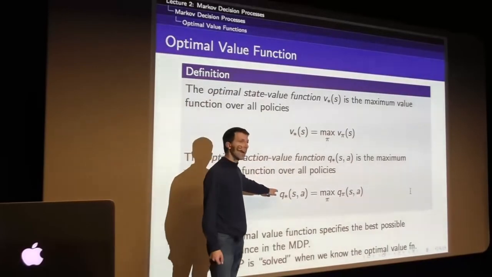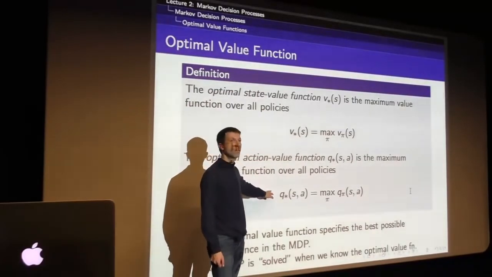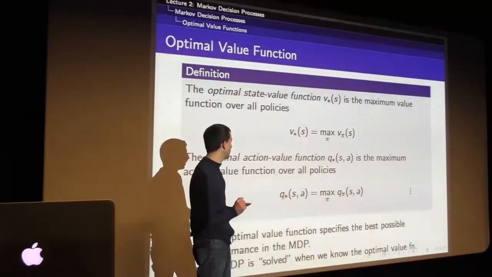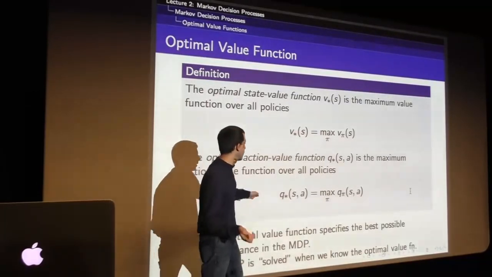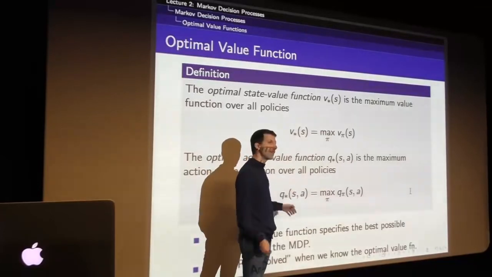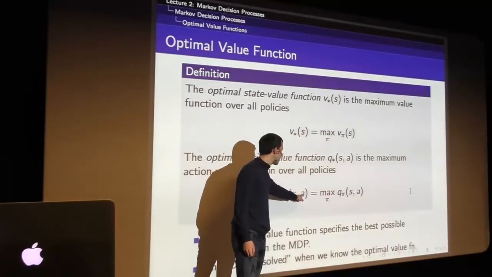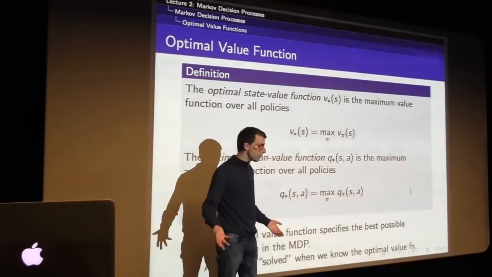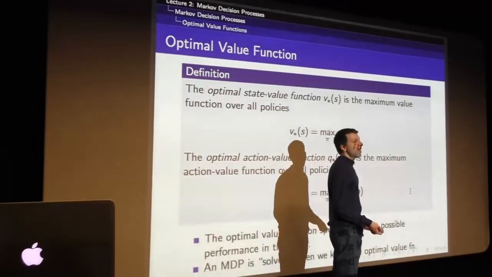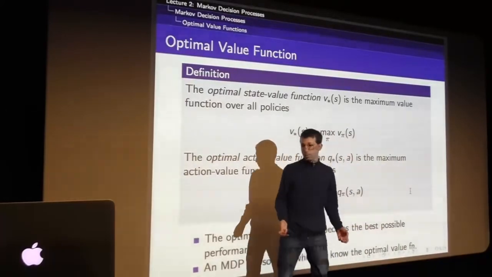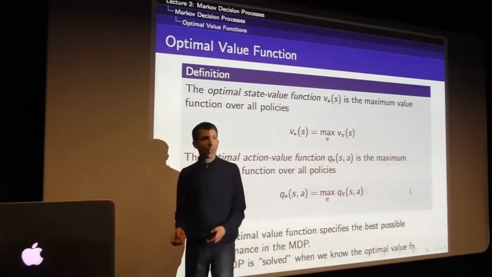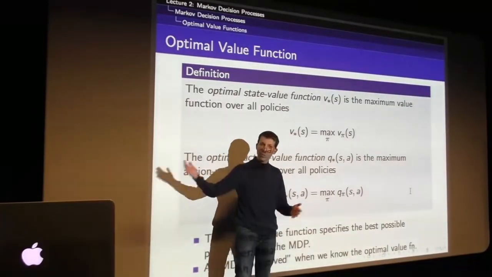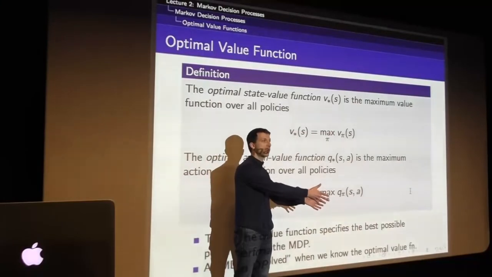What's really important about this is that if you know Q star, then you're basically done. If you want to know the optimal way to behave in your MDP, what would you do? Well, if someone told you the maximum possible amount of reward you could get over all policies, given every action that you might take, so under all different ways you could behave, if you go left, you might get 70 units of reward, but if you go right, you can get 80 units of reward. Well, which way do you go? You go right. You get 80 units of reward rather than 70.